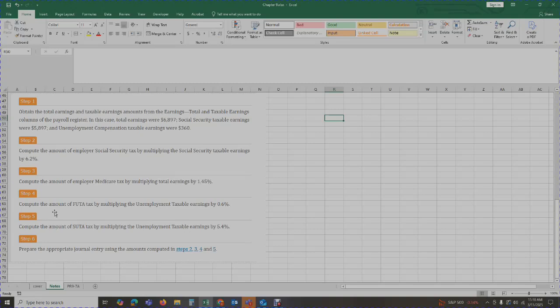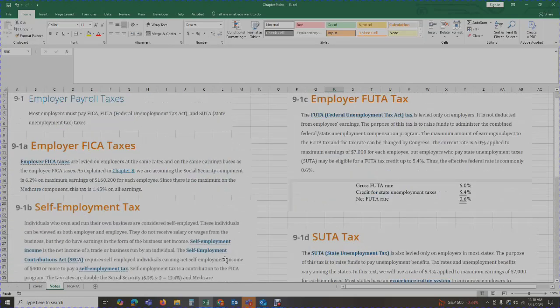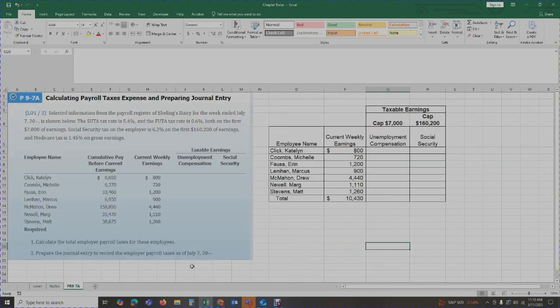Step 4, we're going to compute the amount of the FUTA tax by multiplying the unemployment taxable earnings by 0.6%. Step number 5, we're going to compute the SUTA tax by multiplying the unemployment taxable earnings by 5.4%. And then once we're done with all of our calculations, we prepare the journal entry. Everything is outlined in your book. We just need to read.